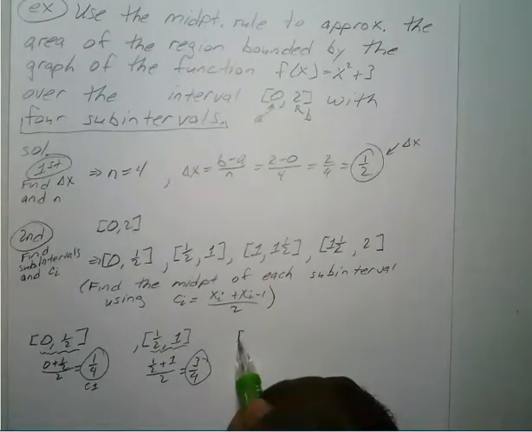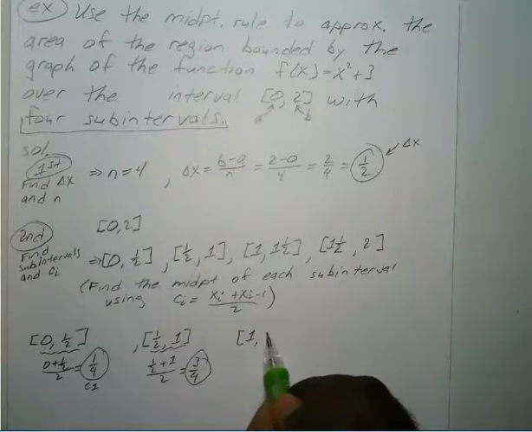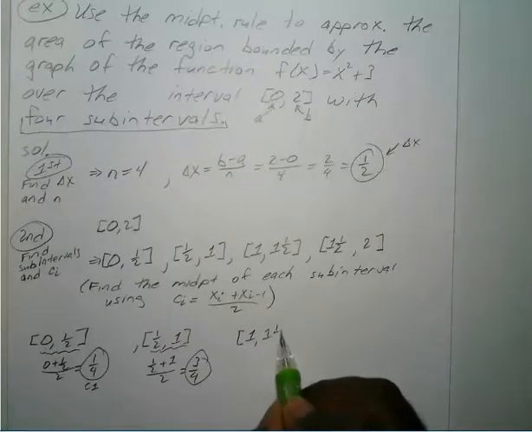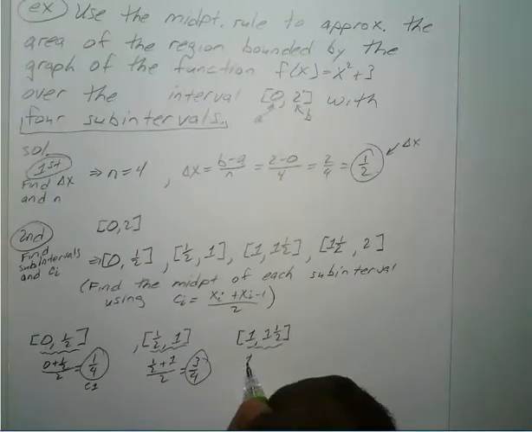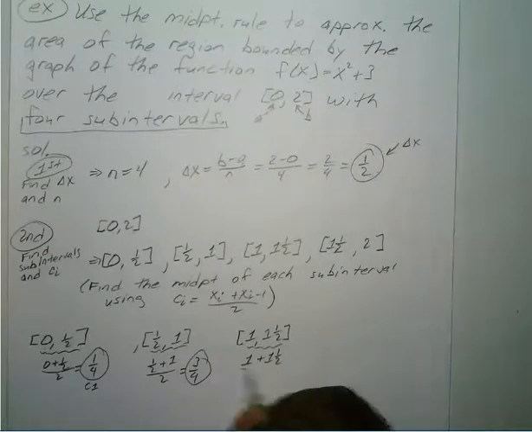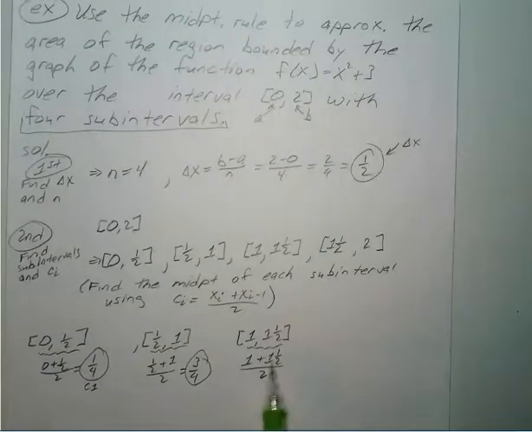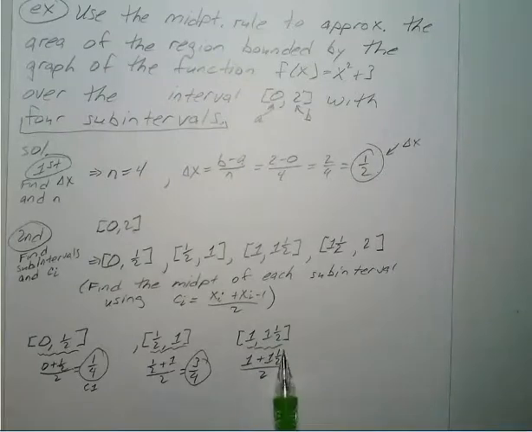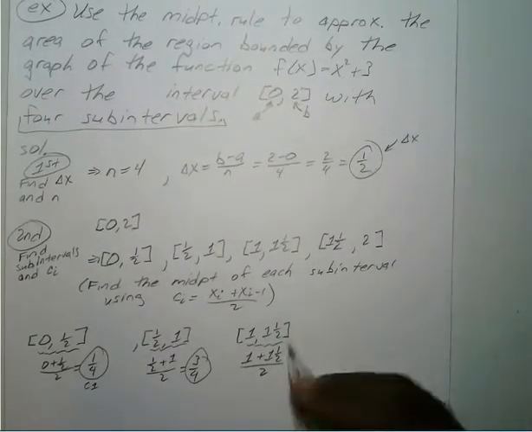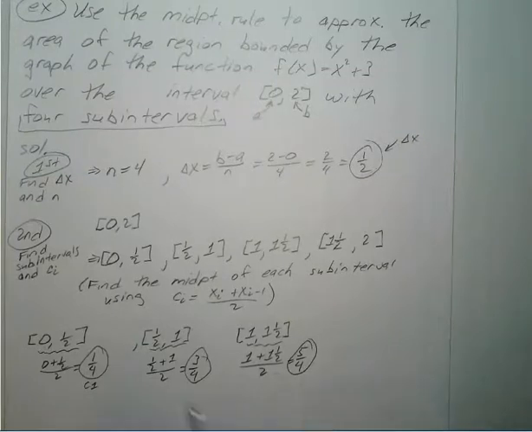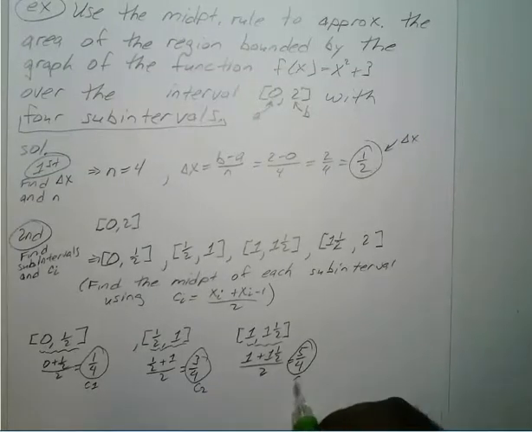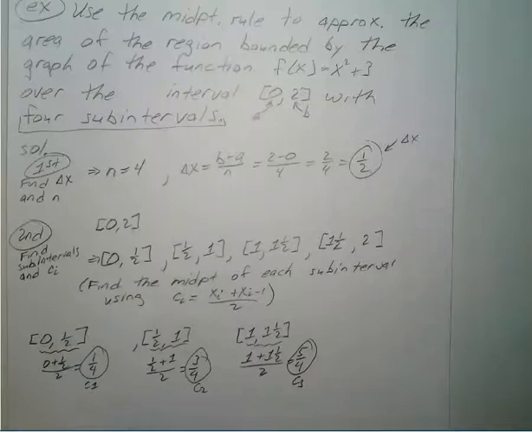Okay, now if we do the same thing for 1 to 1 and 1/2, go ahead and add those two together. So you have 1 plus 1 and 1/2 divided by 2. If you change this 1 and 1/2 to 3 over 2 and 2 over 2, you get 5 over 2 divided by 2, which is 5 over 4. This is our c sub 2, and this is our c sub 3.